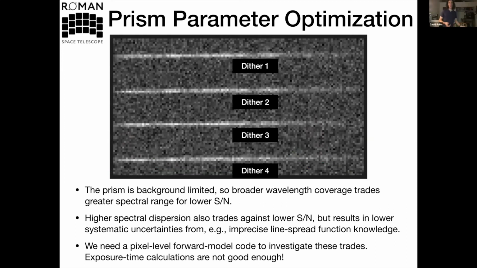Thanks. So how do we optimize Prism parameters? I just want to generically comment on some of the trades. Broader wavelength coverage meant greater spectral range, but lower signal to noise because of higher backgrounds. And higher dispersion linearly translates into higher exposure times, but it reduces the systematic uncertainties, for example, if you don't know your line spread function, because you're over dispersing the supernovae.